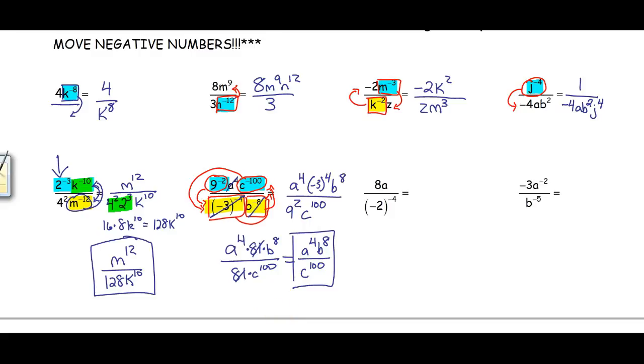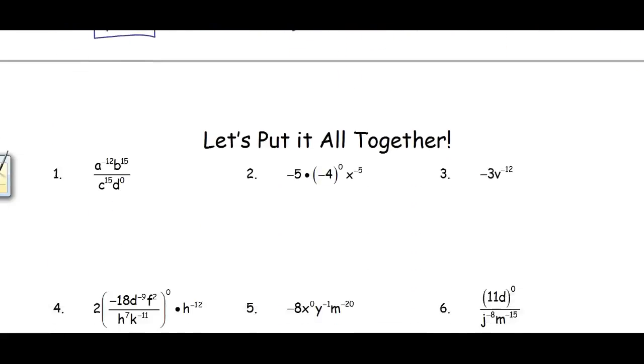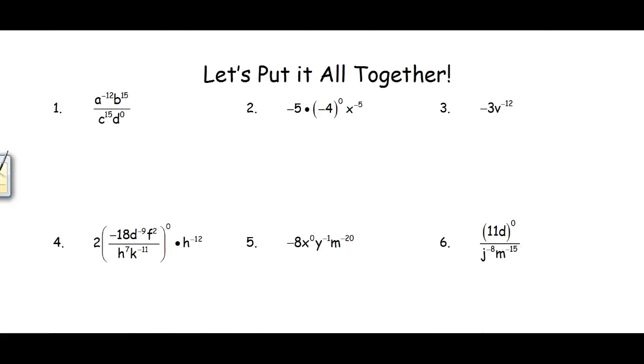Why don't you go ahead and give the last two a try on your own. All right, so on the first one, the only thing moving is the negative 2 raised to the negative 4th. And here, you're actually just moving a to the negative 2nd and b to the negative 5th around. There's no simplifying, so there's your answer. Remember, you are only moving the numbers with the negative exponents. All right, so now let's try to put it all together.